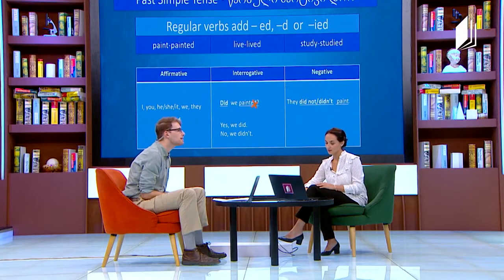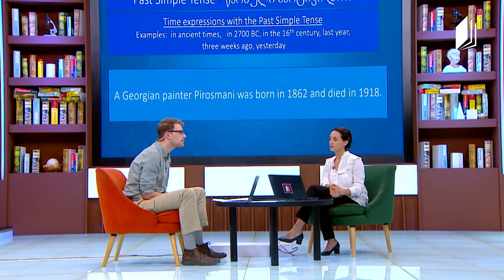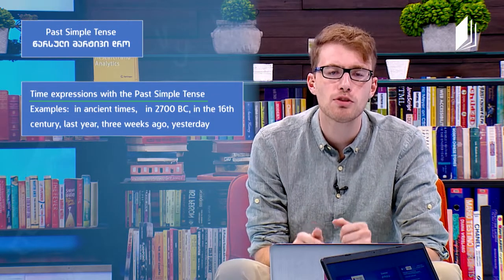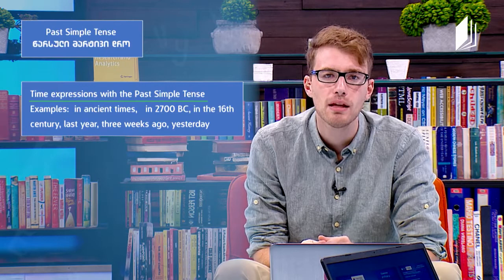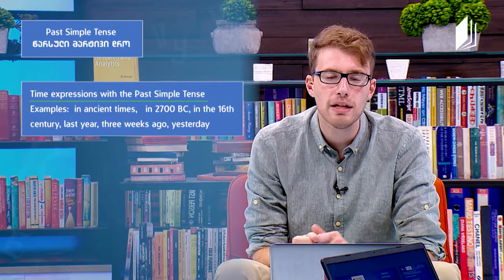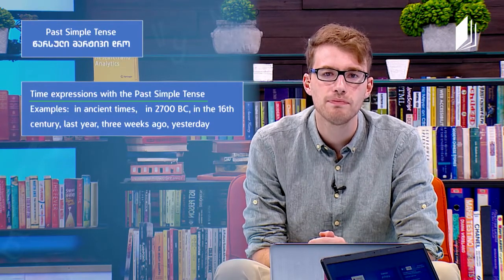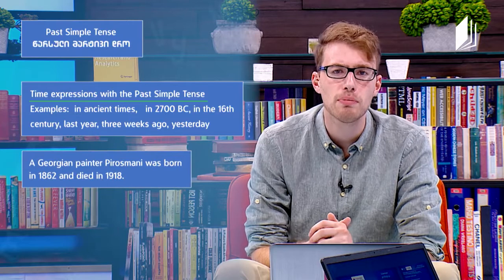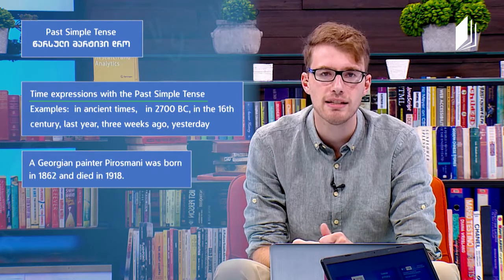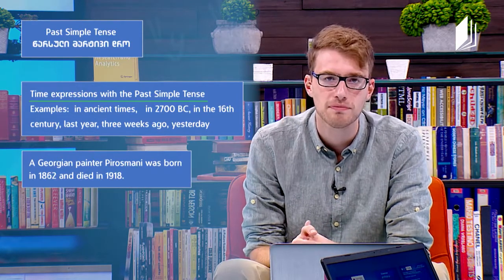And now for the time expressions with the past simple tense. So for example, in ancient times, in 2700 BC, in the 16th century, last year, 3 weeks ago, yesterday. A Georgian painter, Pirosmani, was born in 1862 and died in 1918. For an example for a sentence. So now let's move on to our first grammar exercise and put the sentences into past simple tense.